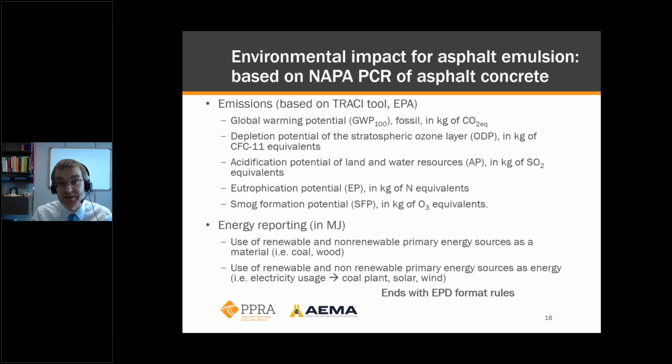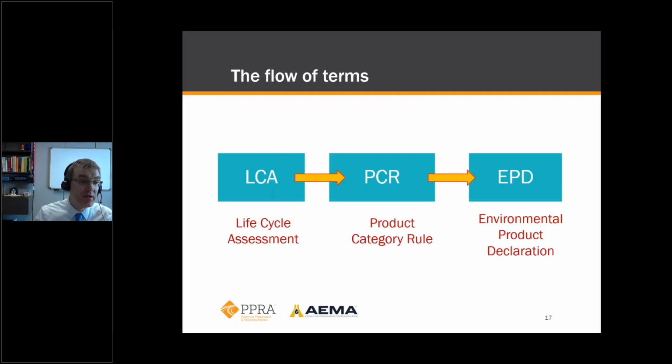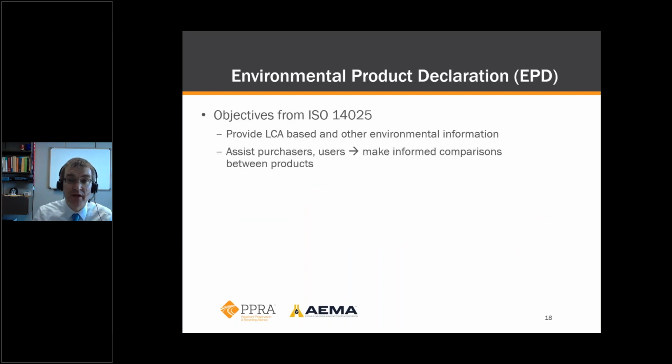So we've talked about the LCA, we've talked about the PCR, and now we're going to move into the EPDs. So the environmental product declaration, this is the last step in the sequence that we look at as we move through our flow of terms. So environmental product declarations are from 14025. And the goal of this is to provide LCA-based, so life cycle assessment-based, and other environmental information.